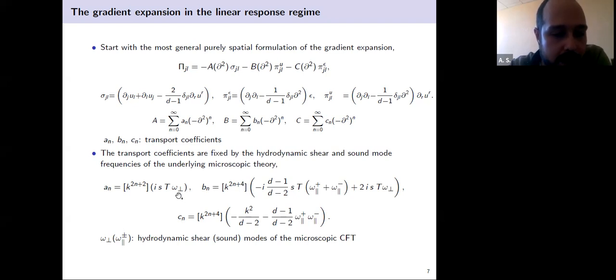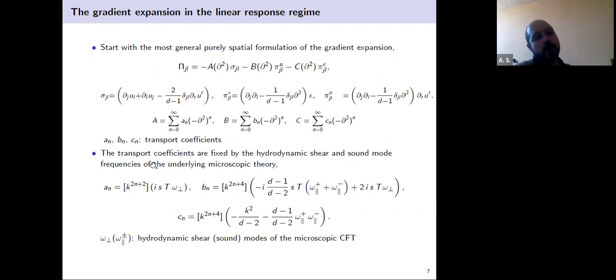So omega perp is a hydrodynamic shear mode and omega parallel with a plus or a minus represents a hydrodynamic sound mode. So the expressions that you get are basically telling you that the transport coefficients that appear in these gradient expanded constitutive relations can be expressed in terms of particular coefficients of the small momentum expansion of the hydrodynamic shear and sound mode frequencies of your underlying microscopic theory. And the usefulness of these expressions, okay.